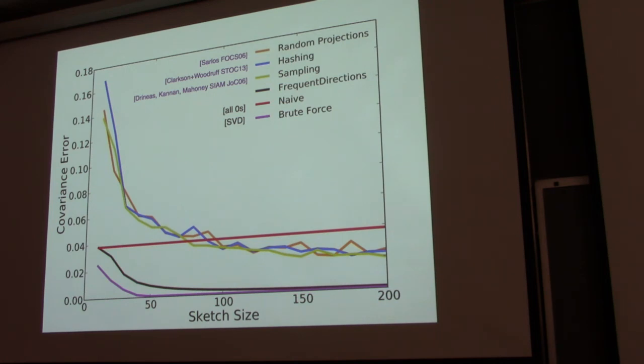And they all work roughly the same. This is the error you get with the SVD, and this is with the frequent directions algorithm. So it's not doing quite as good, but if your goal is to get 50 dimensions, you're going to do about as well as if you did 25 in this particular data set. And this is returning all zeros.